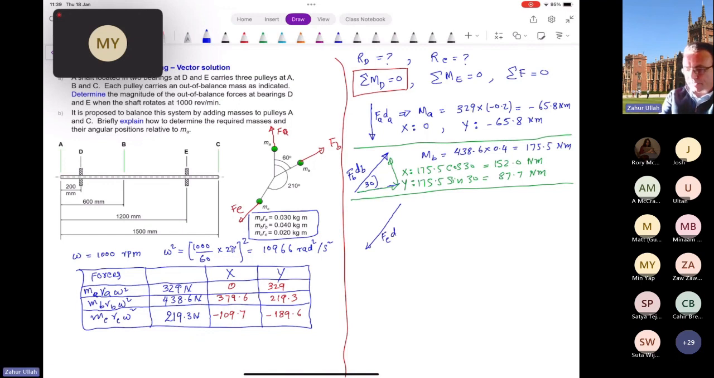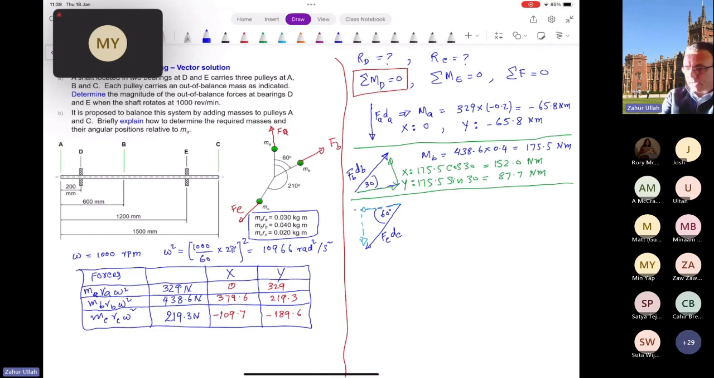The moment will be FC and DC. Because it's making an angle of 210 here, if you calculate this angle here, this will be 60 degree. And its X and Y component will be just this. So this will be the X component and this will be the Y component. And you can see that both components are negative in this case.